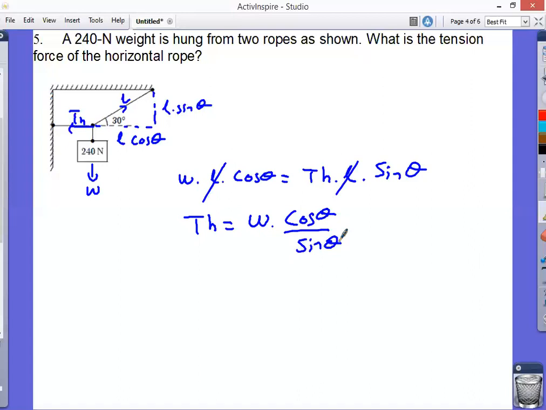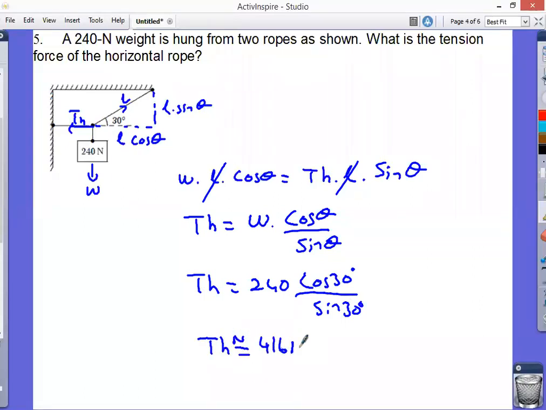Okay. So we know that cosine over sine theta is going to be tangent theta, but we don't need to do that actually. Let's just put what we have over here. So it's 240 times cos 30 over sine 30. The theta is 30 degrees. So here we are going to get TH around 416 Newton. Okay. So the tension in the horizontal part will be around 416 Newton. Okay.